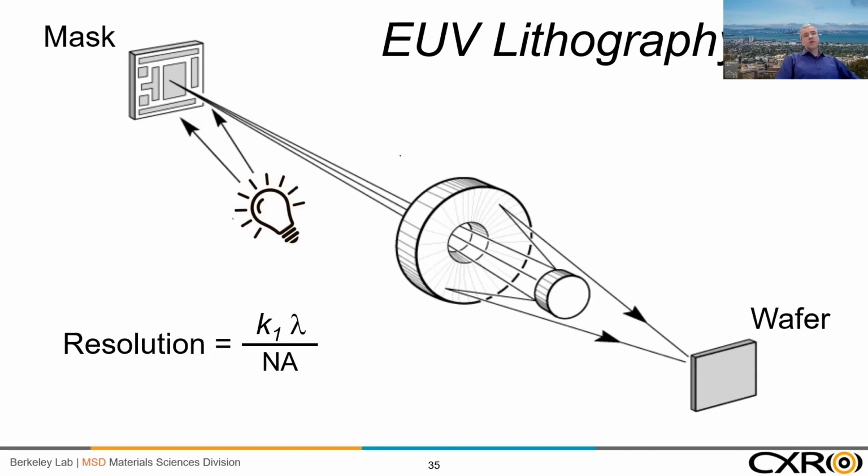Now, to do this work early on, where could you get this 13.5 nanometer light? Well, one of the major challenges in developing EUV lithography was, in fact, making the light bulb.